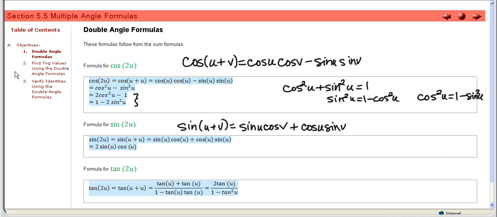And then the last formula follows from tangent of u plus v. Recall that formula was tan u plus tan v divided by 1 minus their product. So replacing the v with another u, we get 2 tan u over 1 minus tan squared u. Okay?